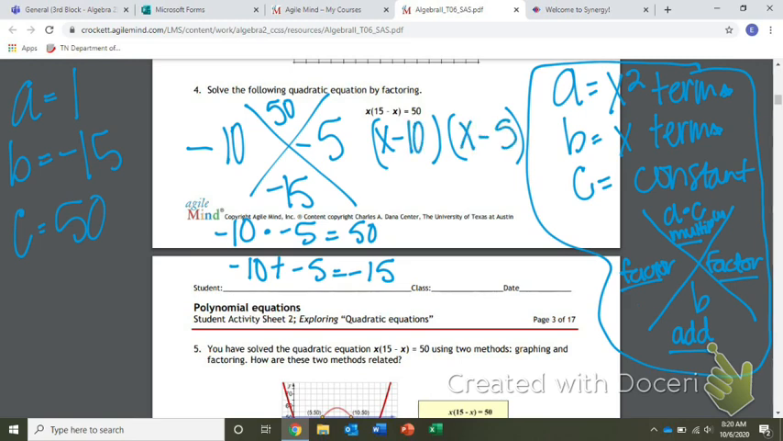Just like that. Now, I want to set both of them equal to 0. And I want to solve for X. All I'm doing is adding the other term. Right? So X equals 10. And X equals 5.